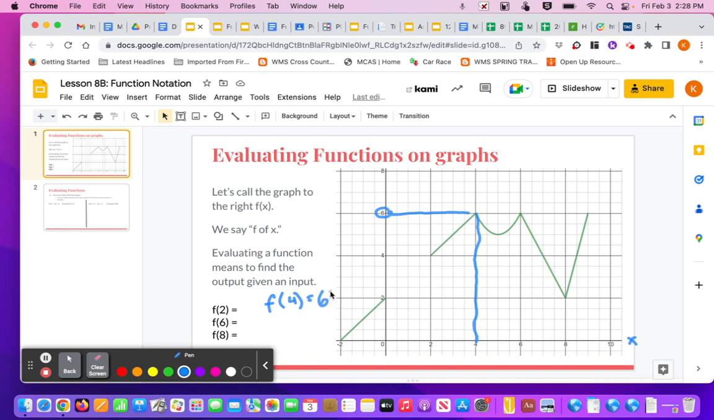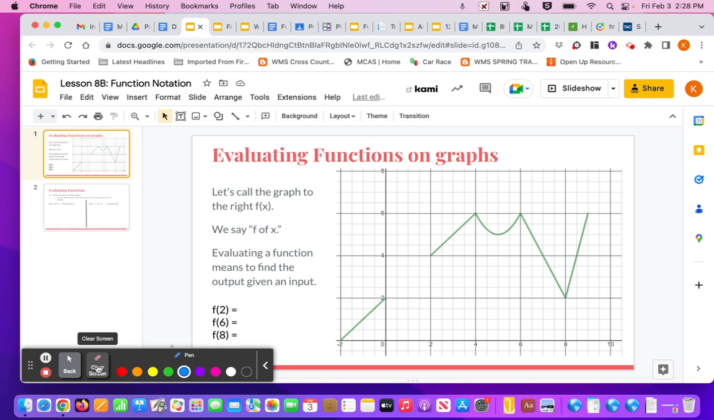So that is how you evaluate a function from a graph. And even if the graph looks so crazy like this, it's perfectly fine. You follow the same thing. Input the number that is in the parentheses and look to see where it touches the graph at that point, and that will determine the output.